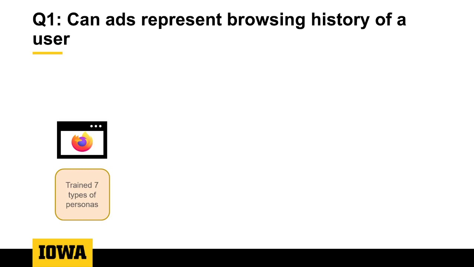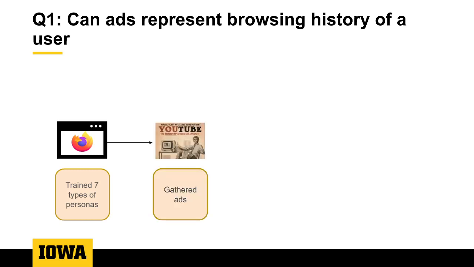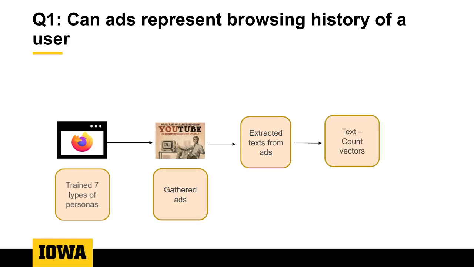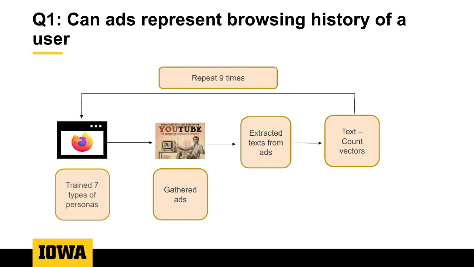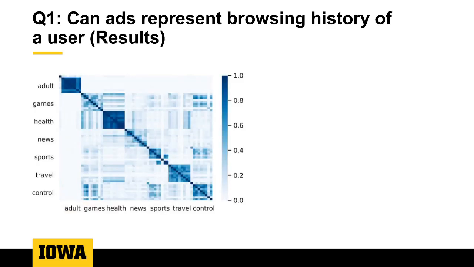Once we had these users, we collected ads that were delivered to each of them. To analyze these ads, we extracted textual information from them and then converted that into a simple count vector of the words. We repeated this process 9 times and essentially obtained a total of 63 users and their ads or count vectors. Now, going over the results from this experiment, we will analyze the following heat map.